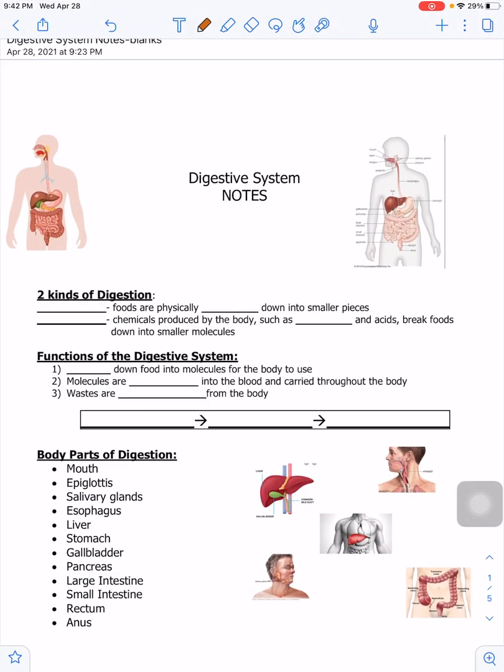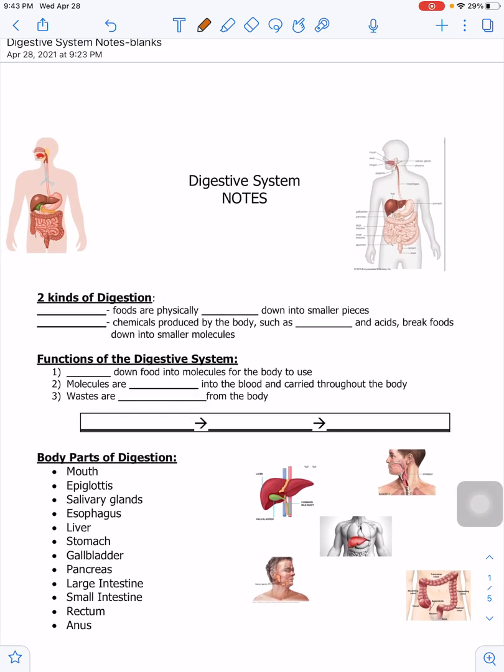Hi there. It's time for some notes. These are your digestive system notes. So, as you know, you need to hear it, you need to see it, you need to write it, and then read it. So, have a split screen and be writing in as we discuss these together.